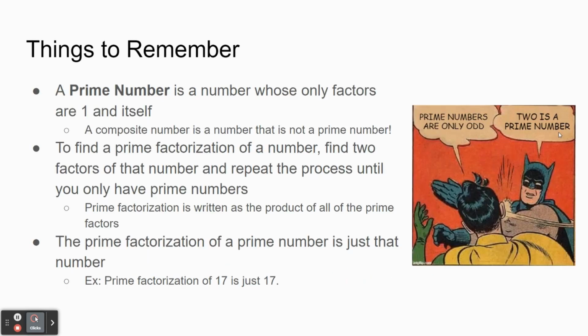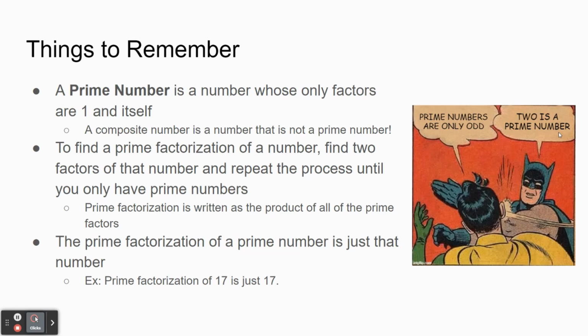So some things to remember about prime factorization. First off, what is a prime number? It's a number whose factors are 1 and itself. We mentioned this earlier, a composite number is a number that is not a prime number. One important thing to note, as you see with Batman and Robin over there, prime numbers are not only odd numbers, because 2 is also a prime number. It's also not going to mean that every odd number is a prime number. 9 is an odd number, but it's actually a composite number because it's the same thing as 3 times 3.